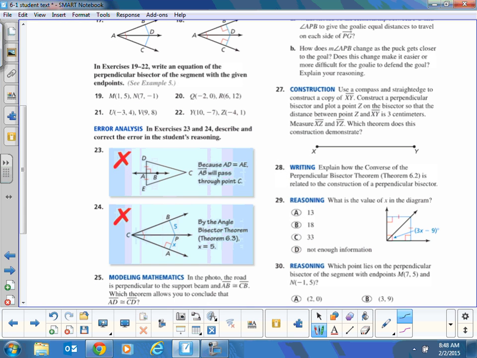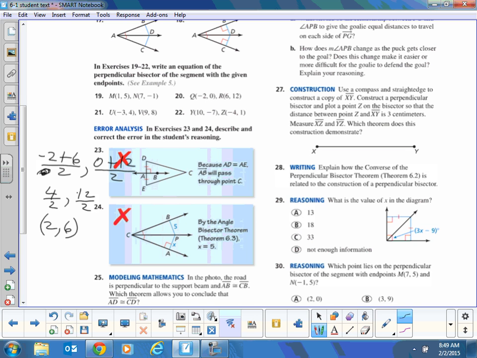All right, number 20. Finding the midpoint. Negative 2 plus 6 is my x values, and my y value is 0 plus 12, divided by 2. So I've got 4 divided by 2, and I've got 12 divided by 2. So I've got 2, 6. You always divide by a positive 2. So 2, 6 is my midpoint in number 20.